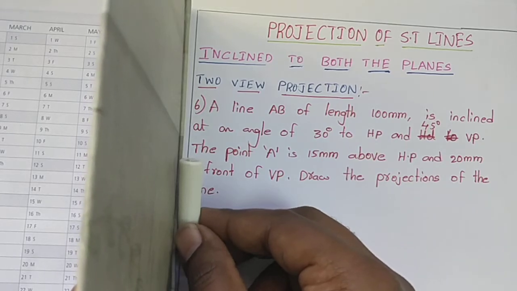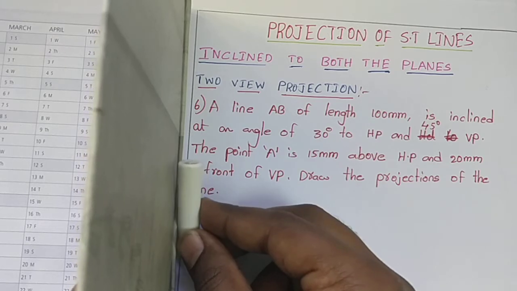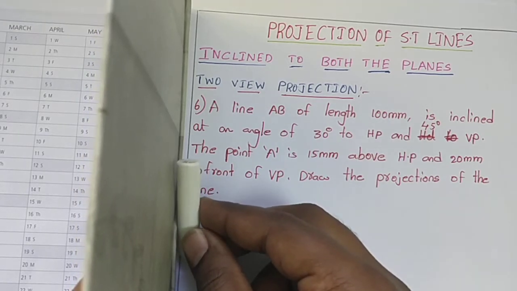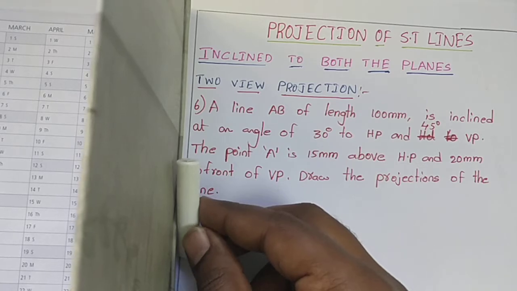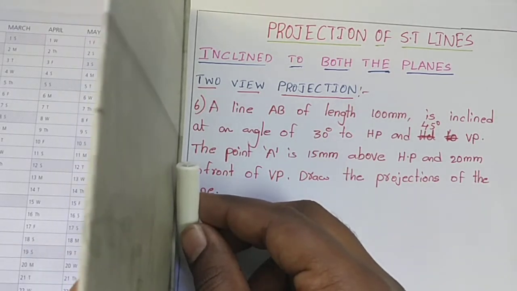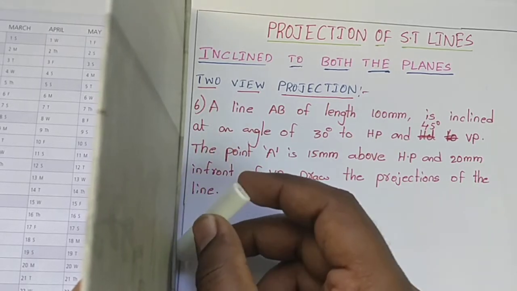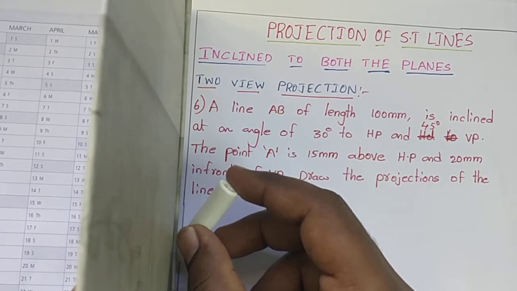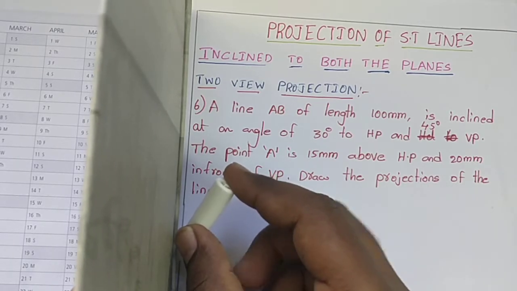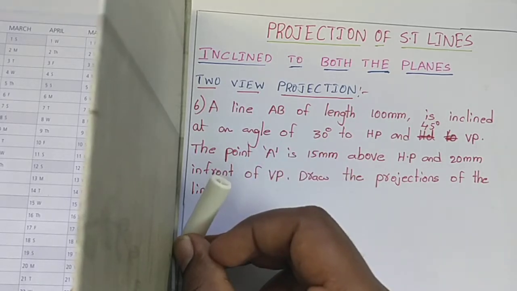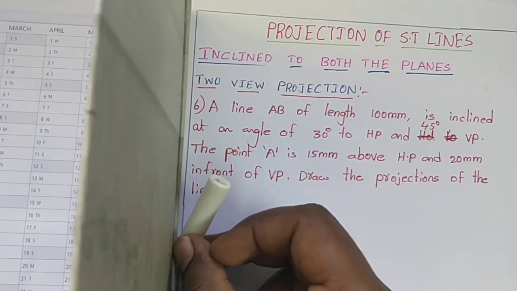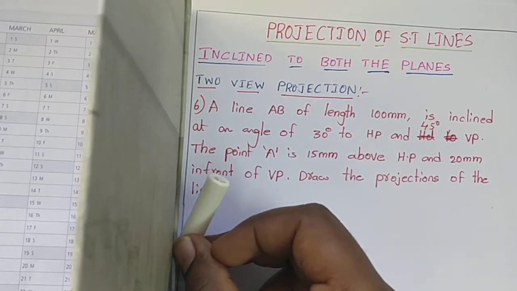Next, 45 degrees to VP. Now I am tilting this straight line, making an angle of 45 degrees to the VP, the vertical plane. Now it is inclined to both the planes. Now I am going to give the condition. The length of the straight line AB is 100 mm, inclined at an angle of 30 degrees to HP and 45 degrees to VP, but the position of point A is on HP.